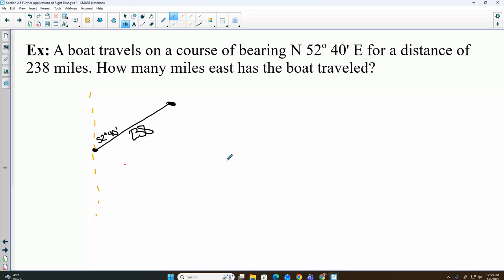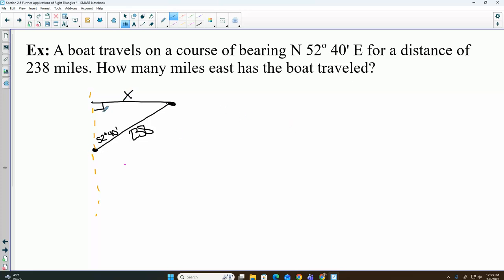How many miles east has the boat traveled? Do I have a triangle here? Could we make one? Yeah. We could really do 2 different ones. We could draw this triangle down here, but I think it's probably even easier to do this one because we already have the angle in that. Right? So if we just draw that horizontal line over, a north-south and an east-west would make a right angle. I want to know how many miles east, so I'm looking for this side.